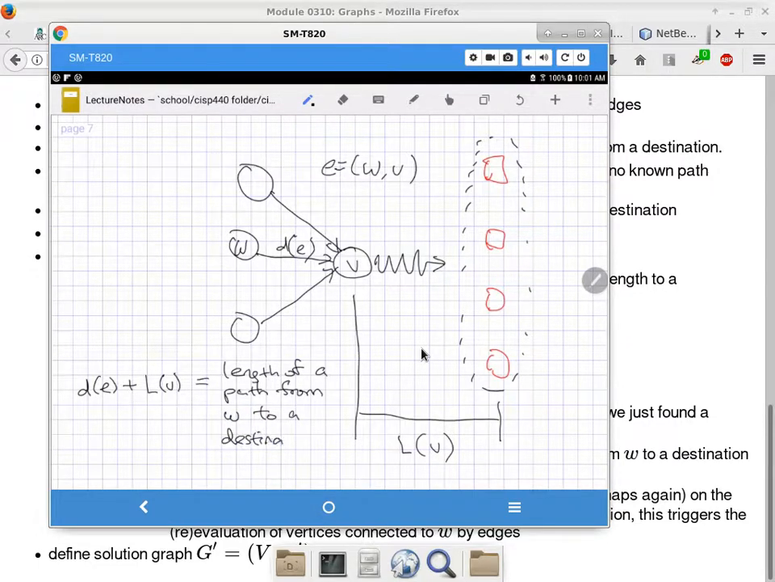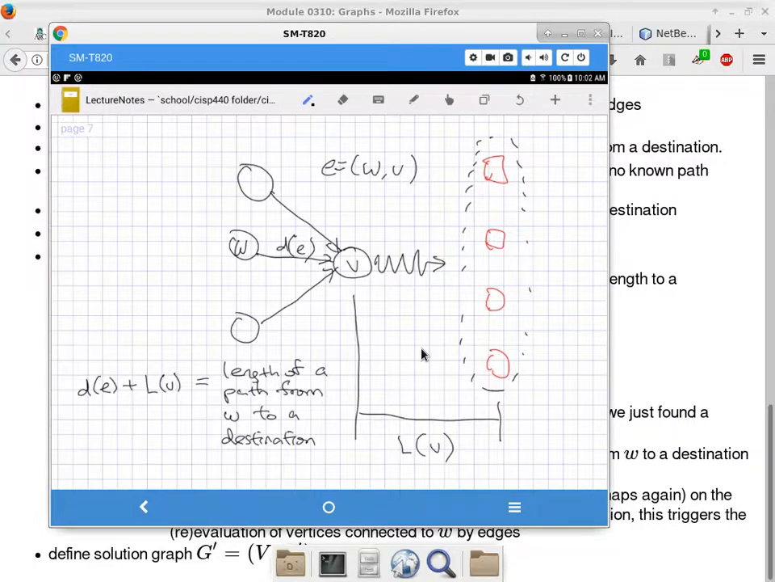So W could already be assigned an L. Yep. That's why you check whether it's shorter than L of W. Yep, exactly. You're right. The significance of this sum is that it is the length of a path from W to a particular destination. Which one? We don't really care. We just know that there's a path that exists between W and one of the destinations.